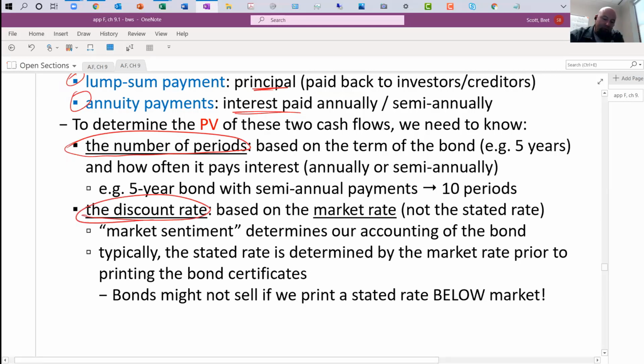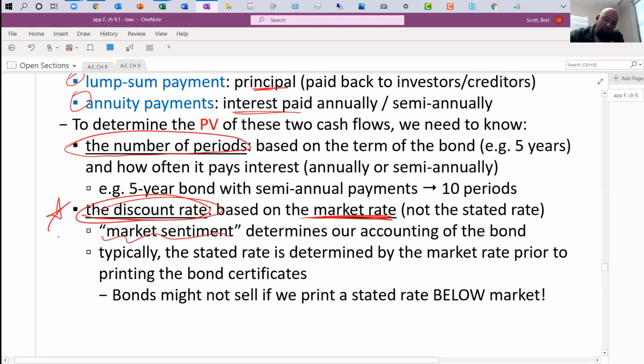The discount rate we use, this is where people get kind of confused. The discount rate we use is going to be based on the market rate, not the stated rate. The market determines whether or not they like our bonds, and the market therefore determines how much cash they're willing to lend us. So the market rate, granted there's a stated rate, we'll talk about that later, but the market rate is driving what the present value is of these future streams. The market rate also is a way of gauging market sentiment. Do they like our bonds or do they not like our bonds?